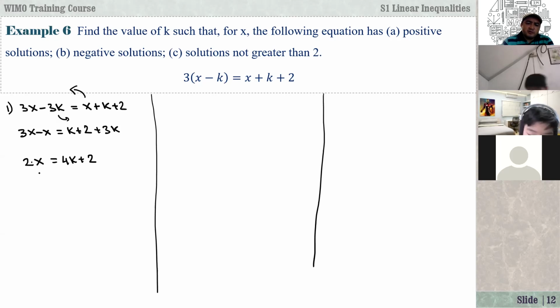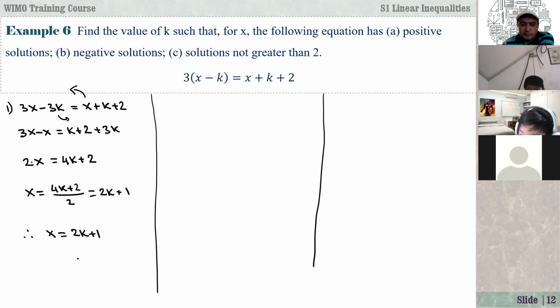Now, if I just divide both sides by 2, what do we have here? x will be equal to 4k plus 2 over 2. Now, if we simplify this, 4 over 2 is equal to 2k, and 2 over 2 is equal to 1. Right? Okay, that is the solution of this equation in terms of k. So x is equal to 2k plus 1.